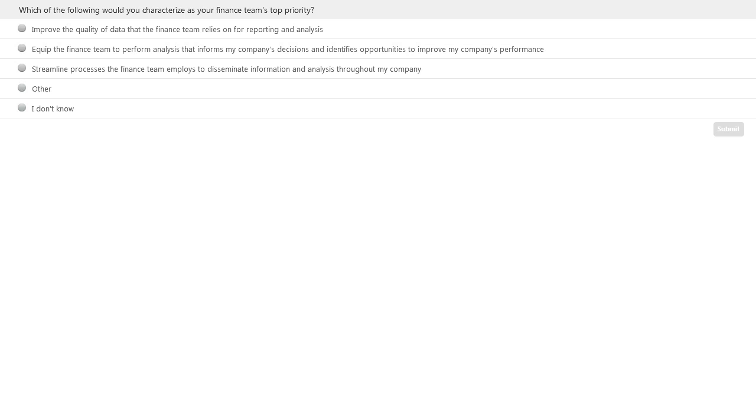From top to bottom, the choices are: improve the quality of data the finance team relies on for reporting and analytics; equip the finance team to perform analysis that informs your company's decisions and identifies opportunities to improve performance; streamline processes the finance team employs to disseminate information and analysis throughout your company. If there is some other priority that is not listed above, that's fine. You can select the radio button next to Other. And if you don't know, you can select the radio button next to I don't know.